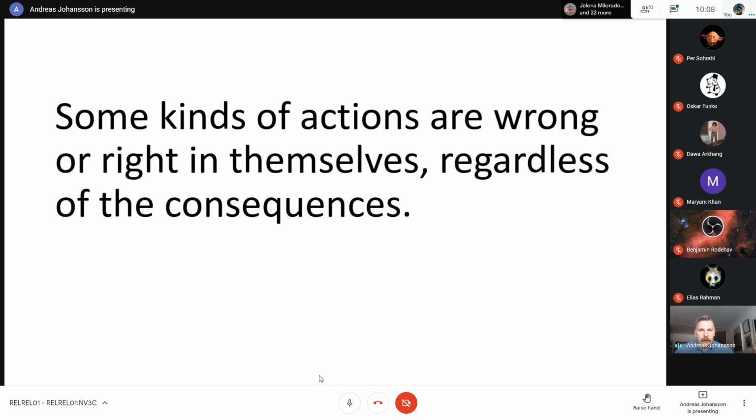But I think the general idea behind the deontology could be explained something like this. Some kinds of actions are wrong or right in themselves, regardless of the consequences. So the idea is that we have certain duties, we have certain things that we should act upon. Certain actions are good or bad. And here we can sort of see that we have this absolutist way of thinking, right? So we can say that, all right, doesn't really matter what happens after the action, so to speak. When we've done it, the consequences don't really matter because we focus on the actions themselves.